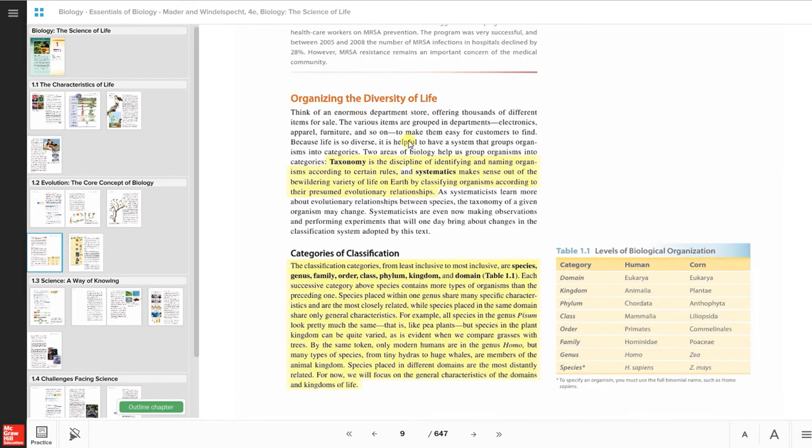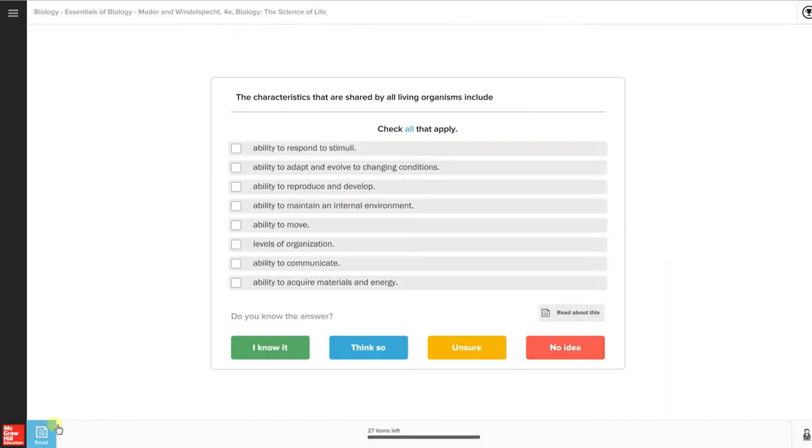You start here, you learn what taxonomy is, the discipline of identifying and naming organisms. You go through and you learn about categories and classifications. This is just an example, of course, right at the beginning of the chapter. When you're ready to start answering questions, you click on this practice question, right? And there's a number of different question types. And there's a number of different ways to answer each of these questions.